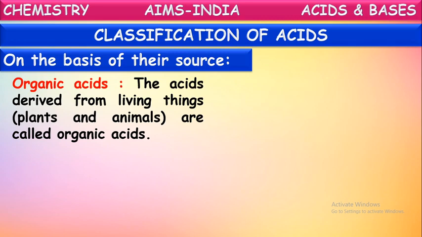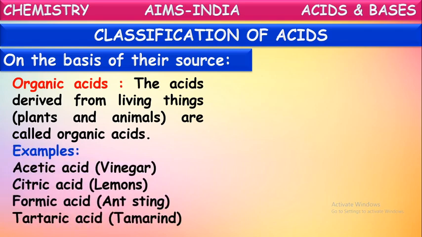One of them is organic acids. The acids derived from living things are called organic acids. So the acids which are derived from living things like animals and plants are called organic acids.